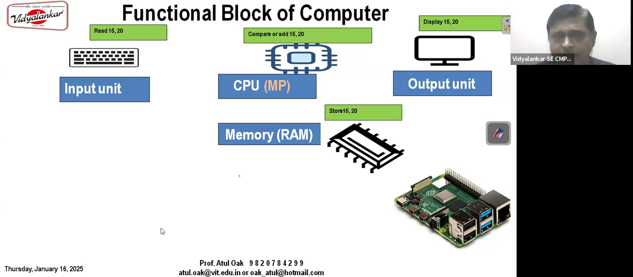is correct. Let me make it to the specific point. Basically, you will read from input device and you will provide that data. Like here I have said read 15 and 20. And here I have said compare or add 15 and 20. Who will do this? Microprocessor. But how this data will reach my microprocessor? There is a gap here.